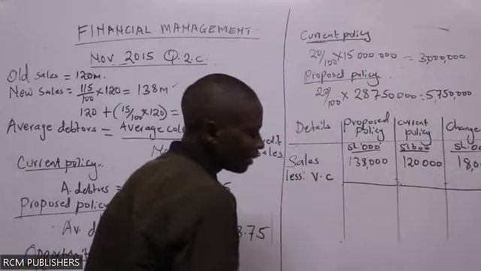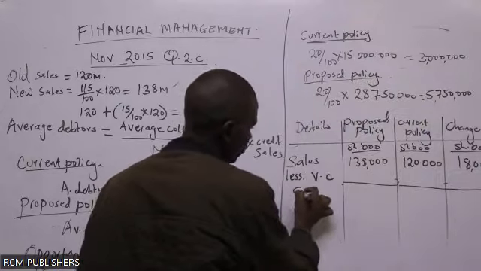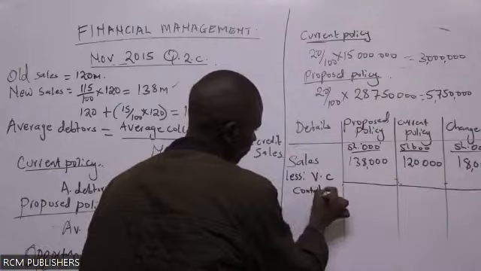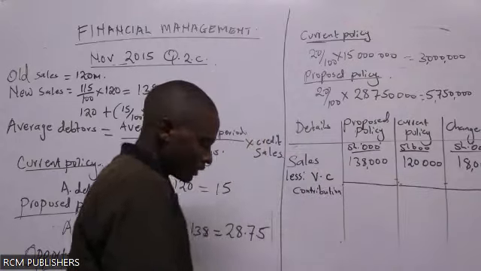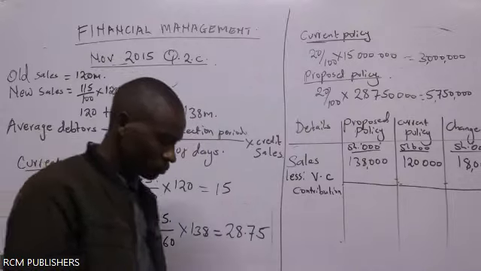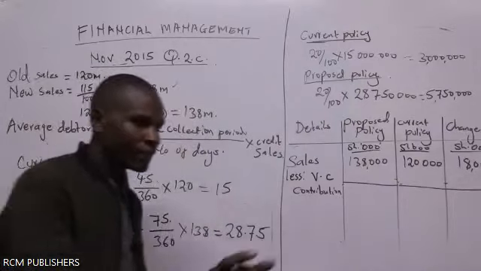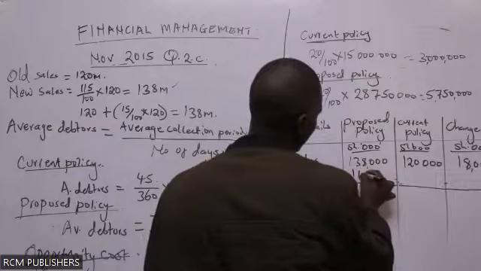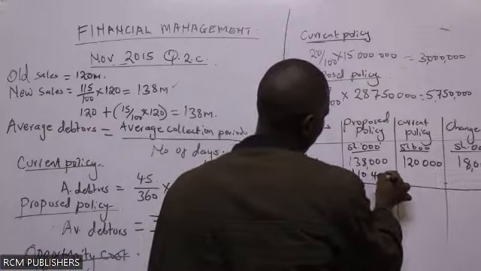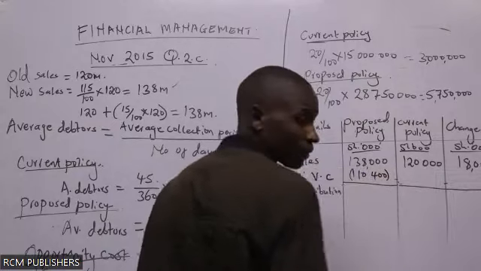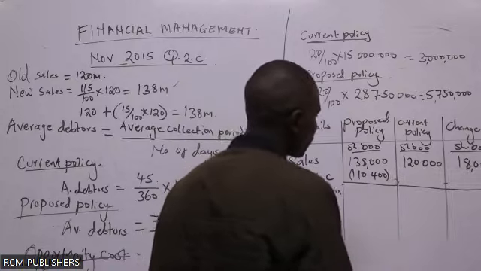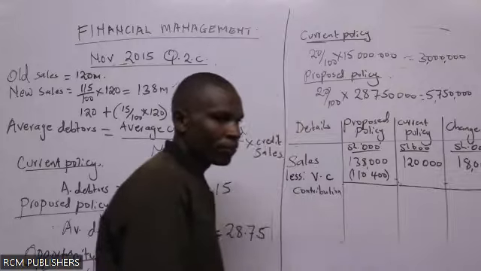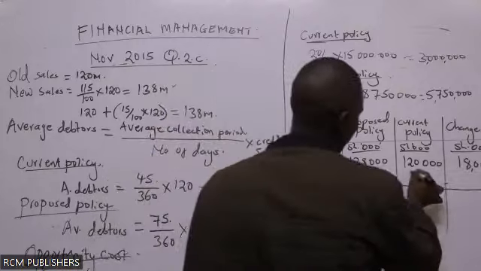80%. Then this would be my contribution. 110,400. Thank you. Hii huwa tunatoa. Thank you very much. What about for the current policy? Current policy 96,000.